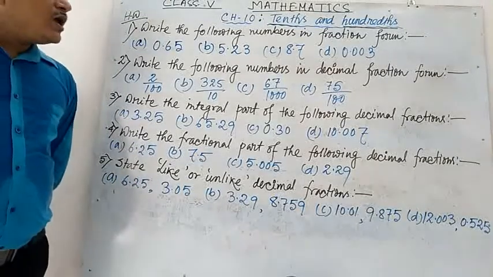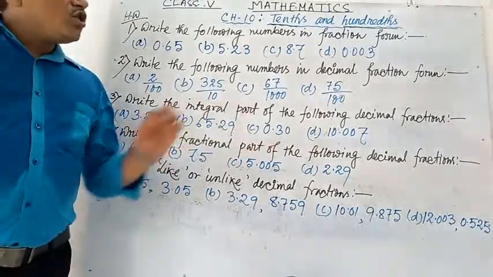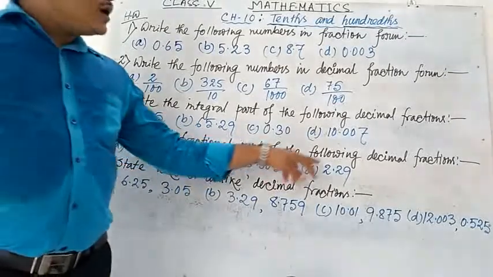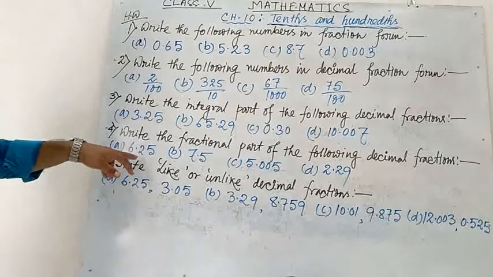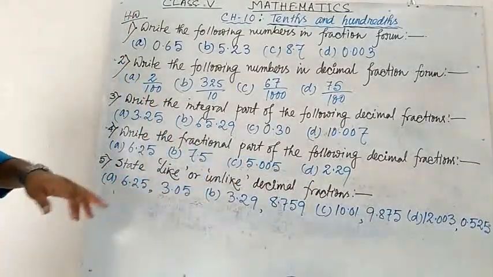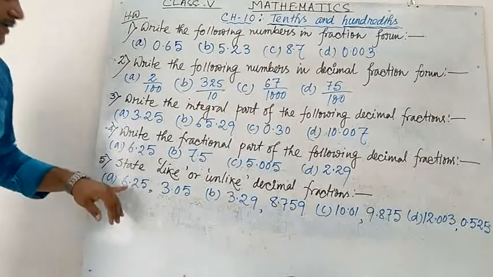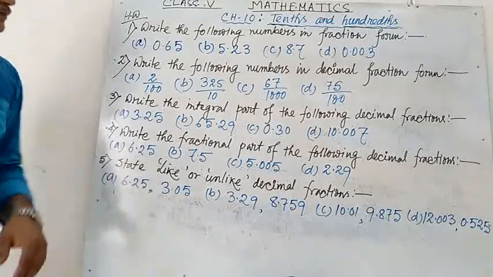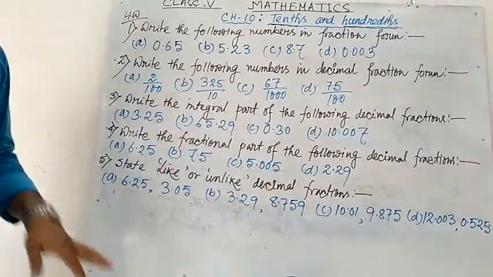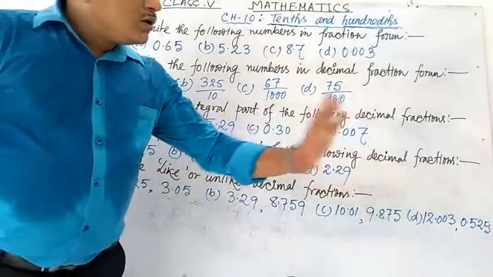Number 3. Write the integral part of the following decimal fractions. A 3.25, B 65.29, C 0.30, D 10.007. Number 4. Write the fractional part of the following decimal fractions. A 6.25, B 7.5, C 5.005, D 2.29. And number 5, state like or unlike decimal fractions. A 6.25 and 3.05. B 3.29 and 8.759. C 10.01 and 9.875. D 12.003 and 5.525.